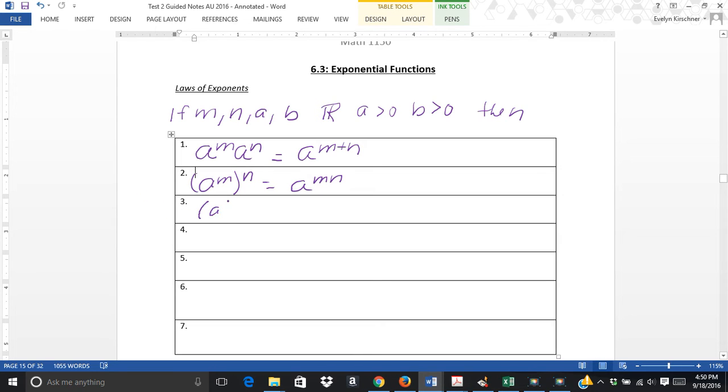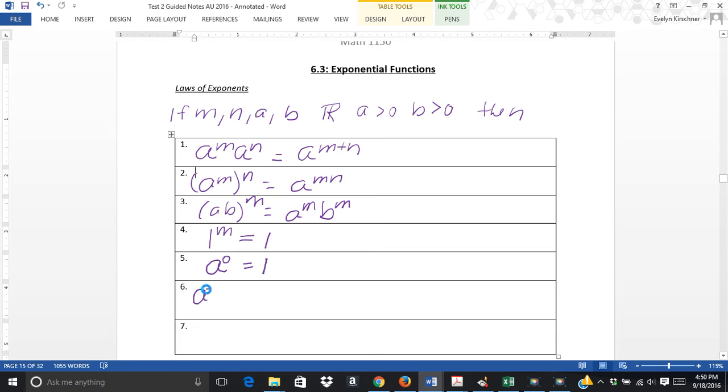If I have a product and I raise it to the mth, that's the same as a to the m times b to the m. I can distribute that exponent to each piece. No matter what m is, when I raise 1 to any exponent, it always equals 1. And no matter what my base is, if I raise it to the 0, it's always 1.